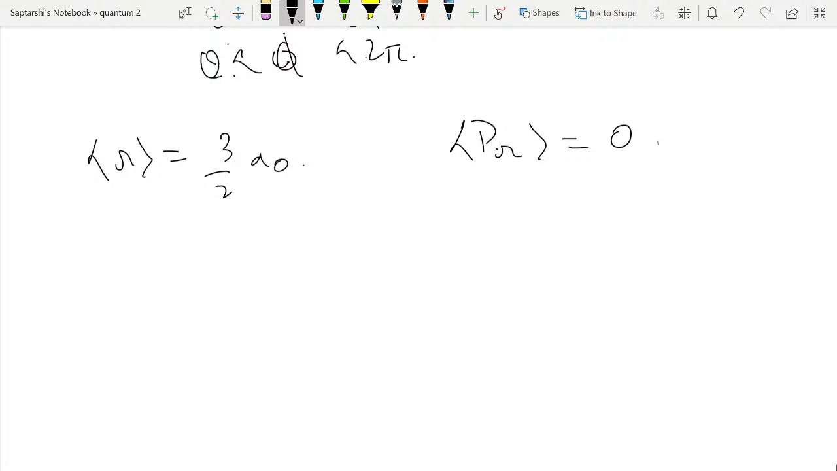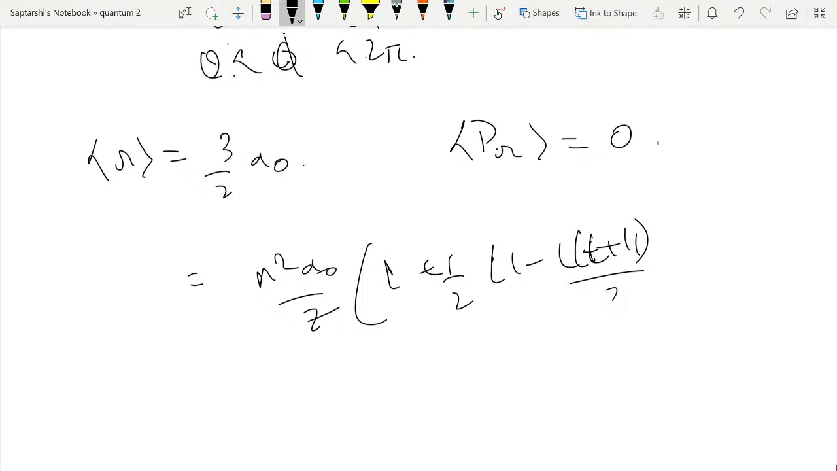Now this is actually for the hydrogen atom. Suppose you are asked to find the average of r for a non-hydrogen atom or some other species. There is a formula for this, and the formula is: n square A0 by Z into 1 plus half into 1 minus L into L plus 1 by n square, all in brackets.